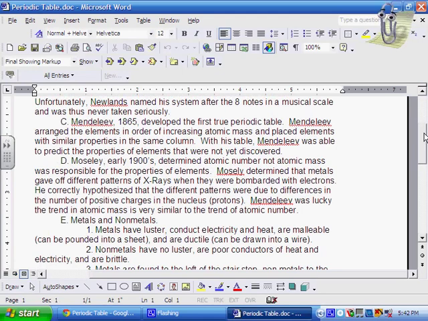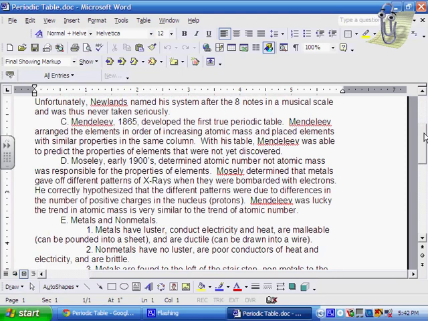His looked very much like the periodic table that we find on the walls of chemistry rooms across the nation. He arranged his elements in order of increasing atomic mass. He believed that the atomic mass determined the properties of the element. He made it so that those elements with similar properties ended up in the same column, and he called them groups or families. He was able to predict properties of elements that were not yet discovered. And that was the thing that really sold people.